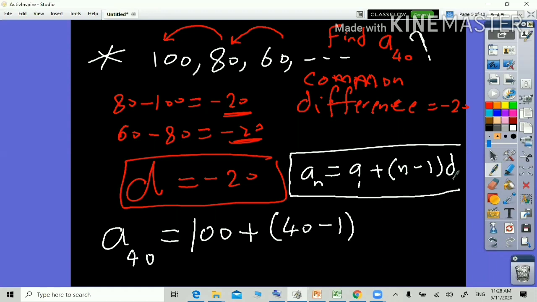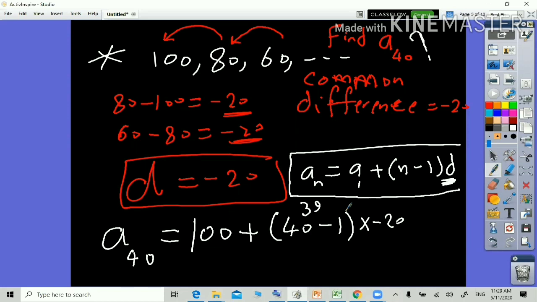What's the difference? We have just written the difference, negative 20. So multiply by negative 20. I will calculate that. Don't forget, 40 minus 1 is 39. Don't say 100 plus 39. Wrong. Multiply 39 by negative 20. I'm holding the calculator, by the way. Okay. Equals that number plus 100.